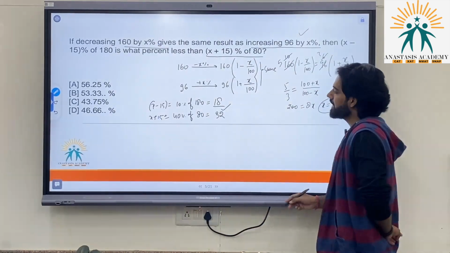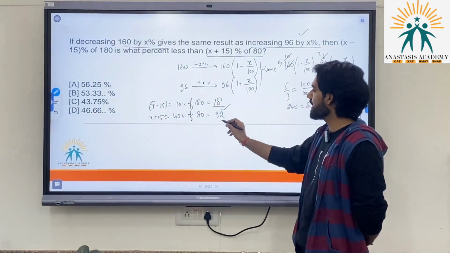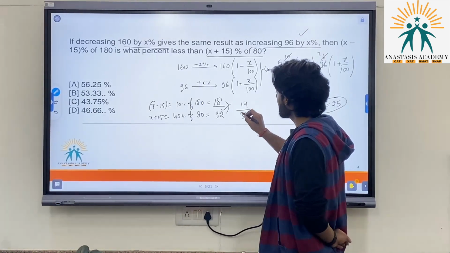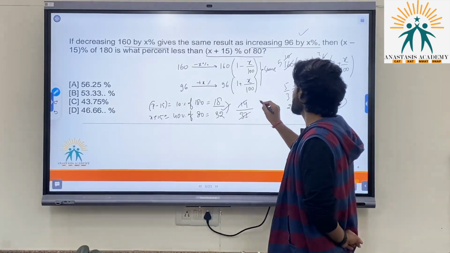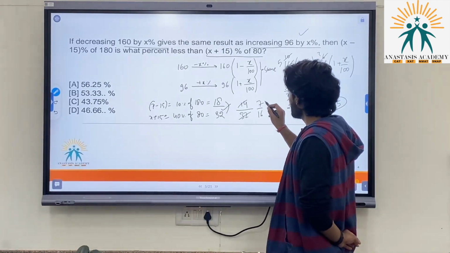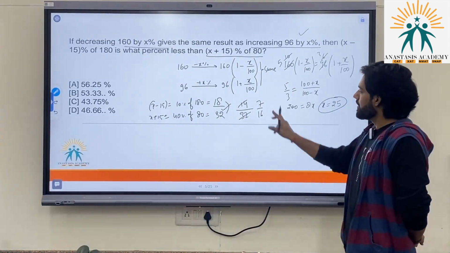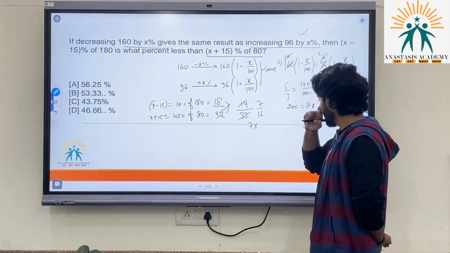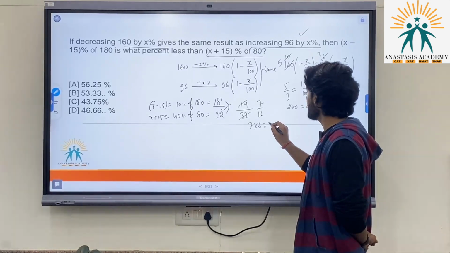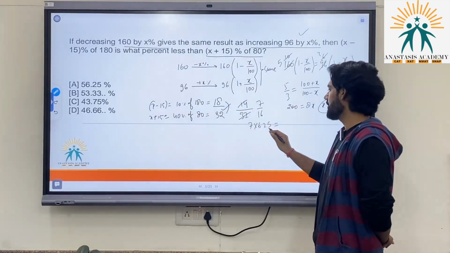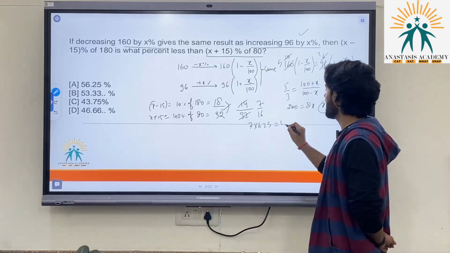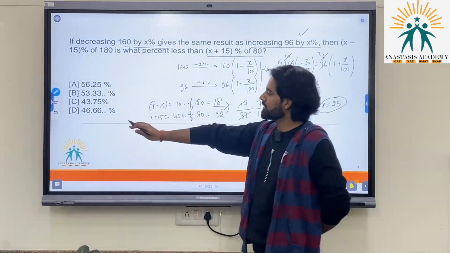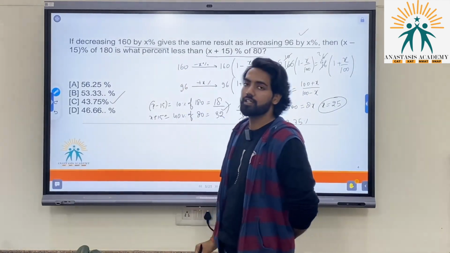So we are asked, 18 is what percent less than 32? So 18 is 14 less than 32. How much percentage is this? This is 7 by 16. And I know that the fractional equivalent of 1/16 is 6.25%. So 7 times 6.25 is how much? 42 plus 1.75, that is 43.75%. So the correct answer among these options is option C, 43.75.